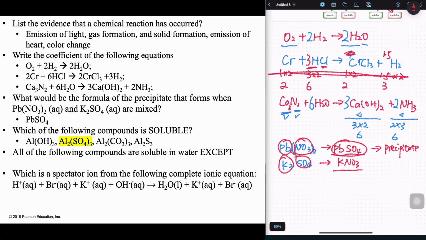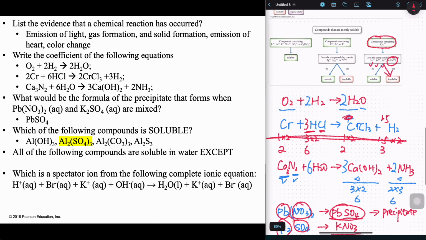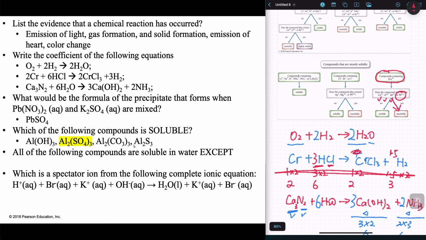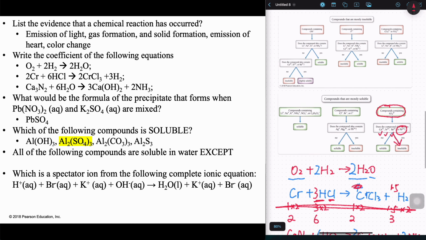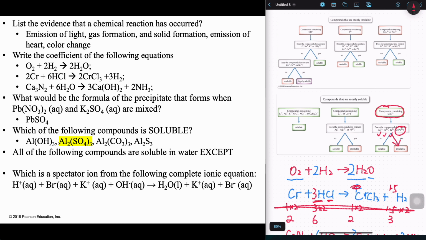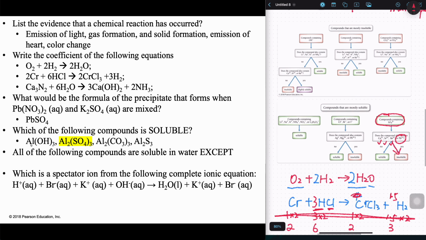Next question, which of the following compounds is soluble? If we observe these four compounds, they all contain aluminum. So we can do it another way. Let's check the first one, aluminum hydroxide. Aluminum hydroxide contains OH, and then we further check whether it contains lithium, sodium, potassium, or ammonium. No, it doesn't. Then we further check whether it contains calcium, strontium, or barium. No. So this one is not soluble, which means aluminum hydroxide is not soluble.